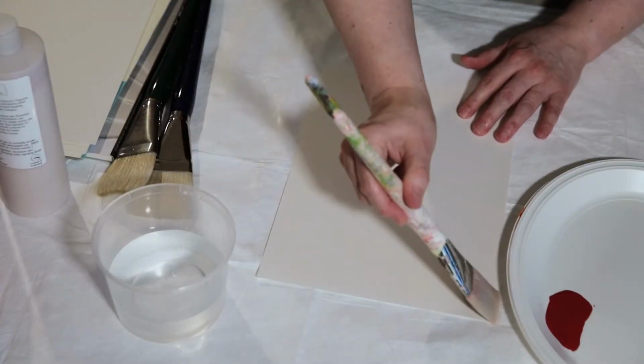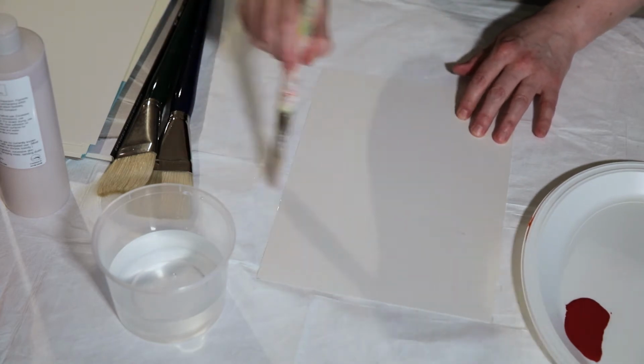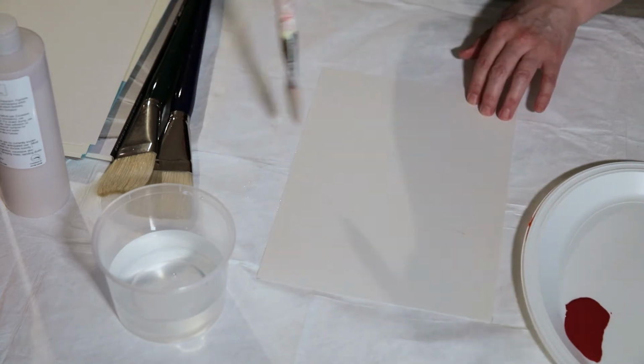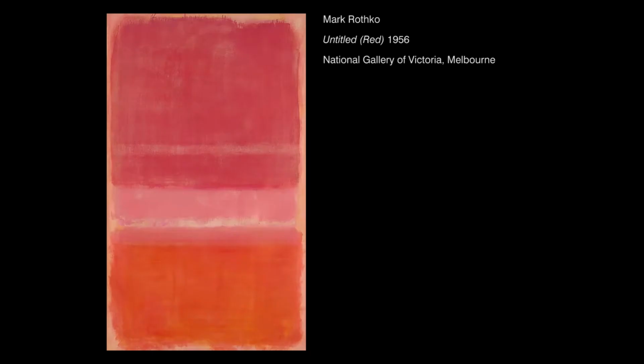Let's get started. I'm going to begin by preparing a couple of coloured grounds. The first version, with a single colour, such as Mark Rothko might have used to begin his painting Untitled Red from 1956. Notice along the edges of his painting there is a pale pink colour that appears to frame the work. This colour is probably the first layer that Rothko painted on the surface of the canvas.